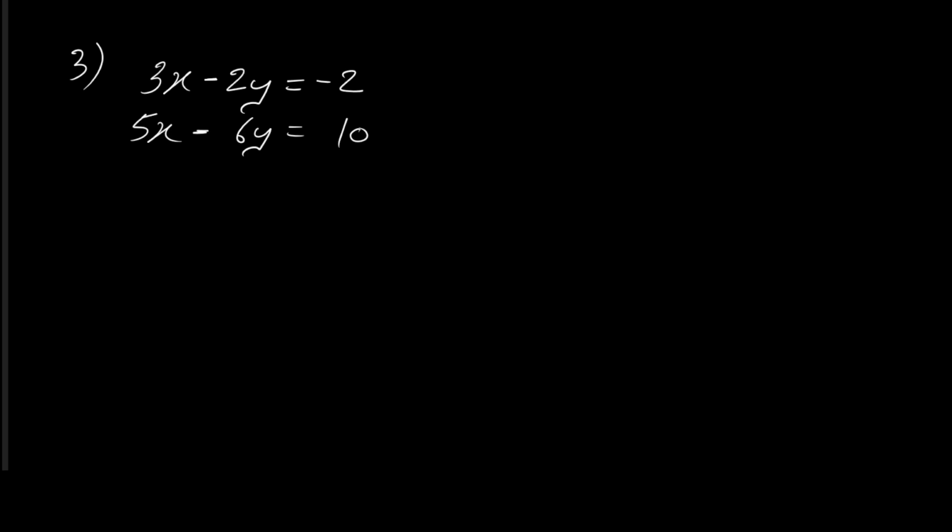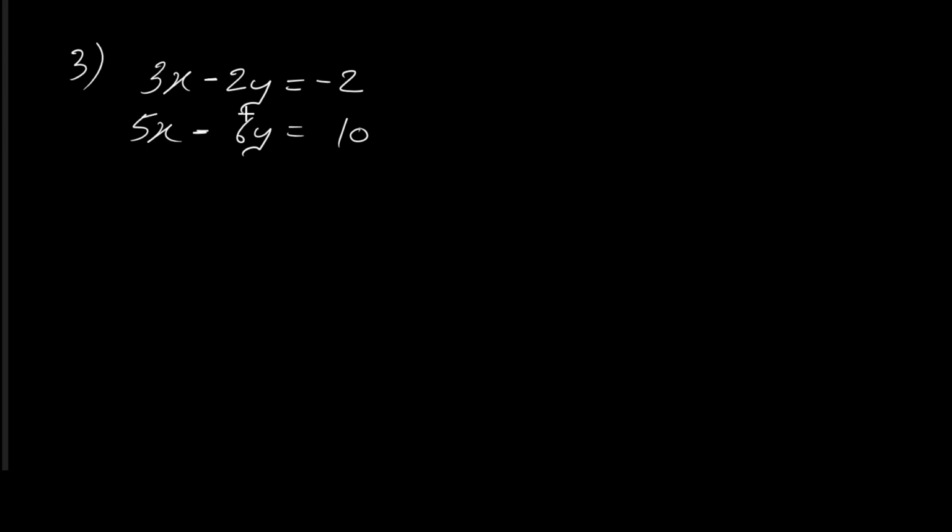So moving to our third problem, we have 3x minus 2y equals negative 2 and 5x minus 6y equals 10. So we want to eliminate one variable with opposite coefficients. If we want to eliminate the y variable, we have to convert this 2 into 6. To do this, we have to multiply this 2 by 3.